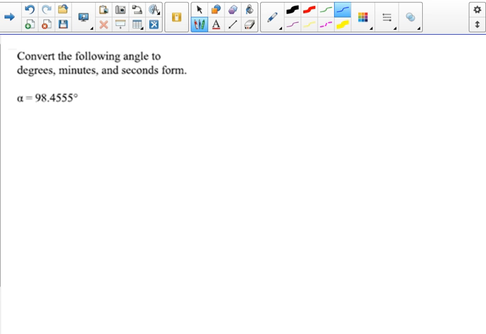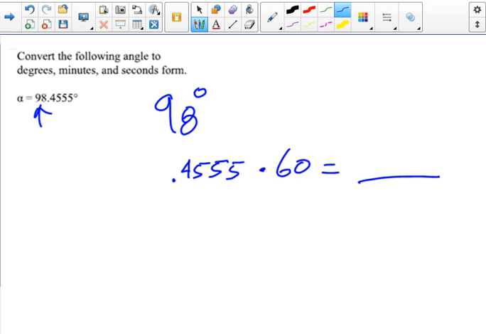All right, going the other way. Here's the process. Less often that you'll have to do this, but we'll run through it. I got the 98 degrees part, right? Good, I got 98 degrees. It's the fraction that's an issue. So what we're going to do is take 0.4555 times 60, because that's how many minutes there are in a degree. So that's going to give me my number of minutes.